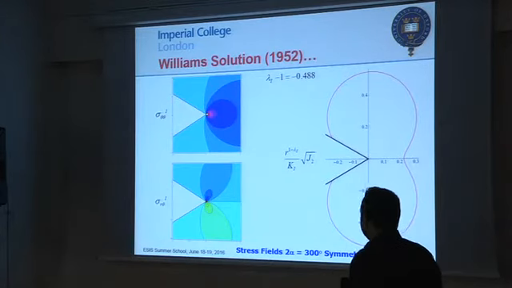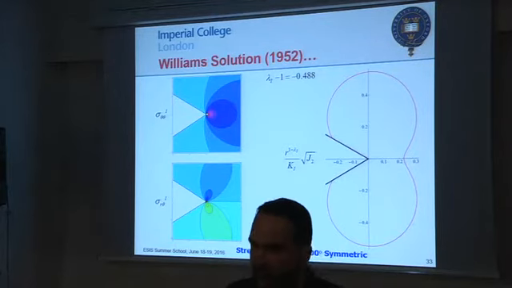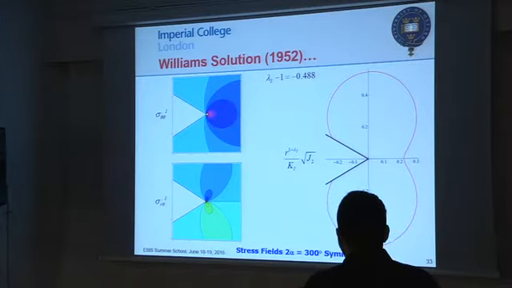So one of the things you can do is to look at some of them. I'm going to go through a few of them, and I'm going to show you what the nature of the solution is. So let's take 2 alpha equal 300 degrees.